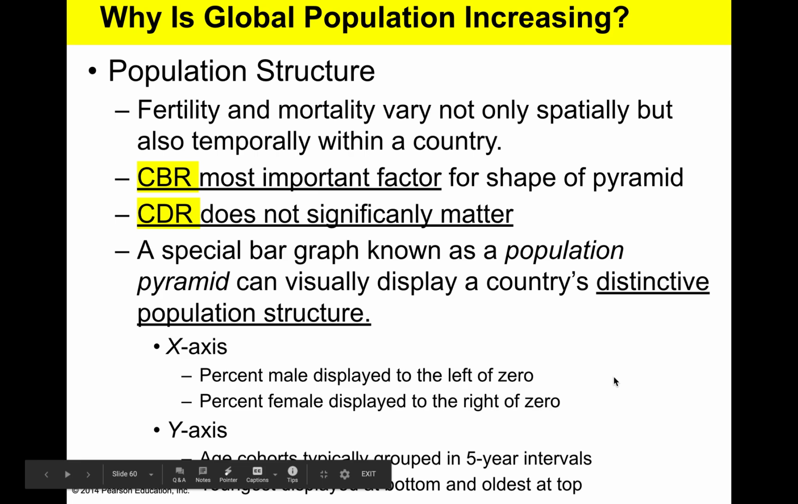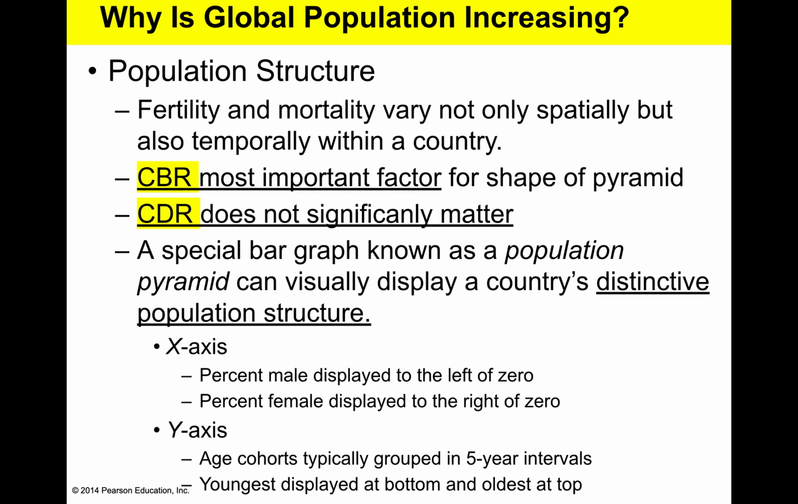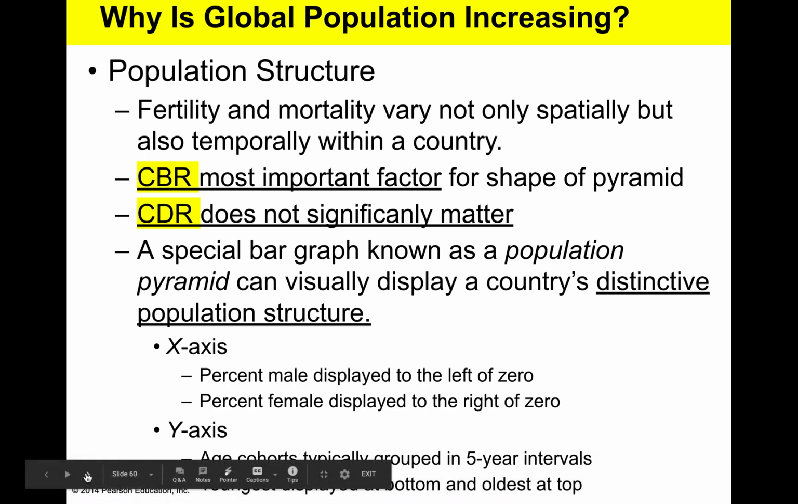All right, when we look at population structures, we look at fertility and mortality, but CBR is the most important factor and CDR is the least important factor. They construct a distinct population structure known as a population pyramid. It has an x-axis and a y-axis. The x-axis represents males and females, so gender. And the y-axis represents intervals of 5 years, with youngest being at the bottom and oldest at the top.